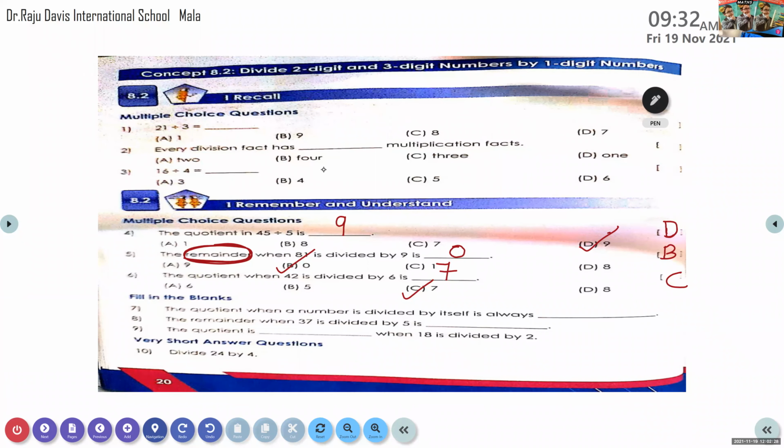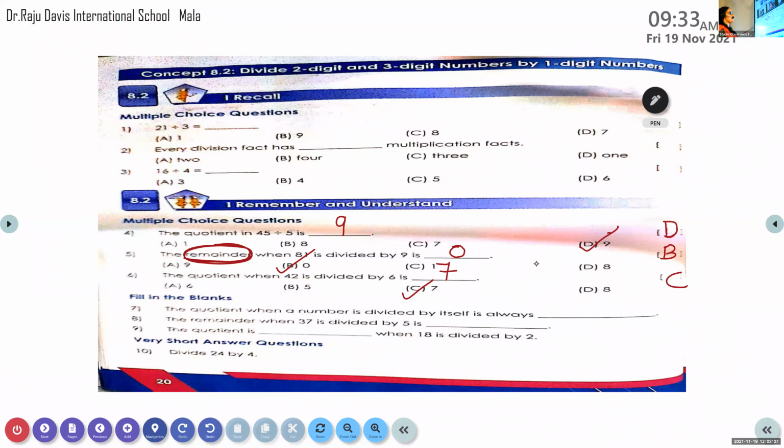Yes, ma'am. Question number 7. The quotient when a number is divided by itself is always dash. When same numbers are divided, you will get dash. We have learned in properties. Number itself? 6 divided by 6, whether you will get 6 on the top? No. Then what will you get? So number itself is wrong. So what will be the answer?